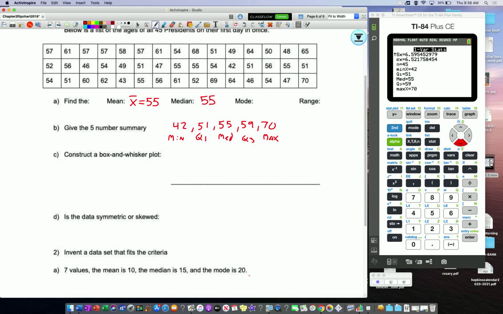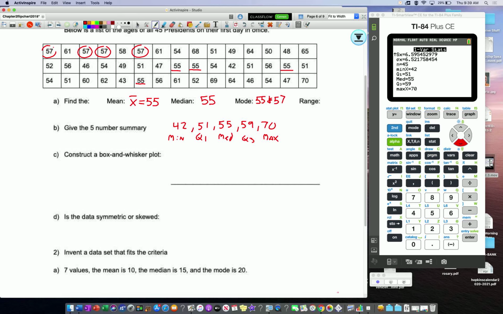The mode, that's going to be the most challenging one. That's going to be the most repeated one. If I look here, I'm just curious. I have 1, 2, 3, 4 57s seem to repeat a lot. But look at these 55s too. Let me see. I have 1, 2, 3, 4 55s. Hopefully I didn't miss any. So it looks like 55 and 57 are actually in a tie. So 55 and 57.